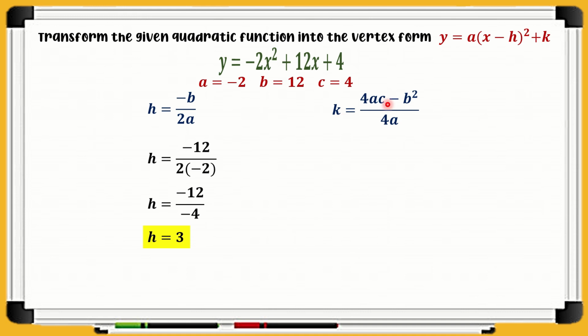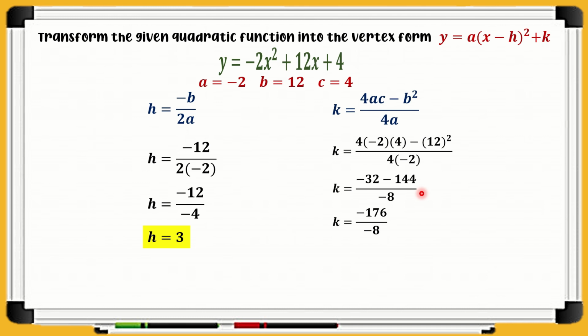How about our k? Substituting a, b, and c to our formula, we have 4 times negative 2 for a times positive 4 for c minus 12 squared all over 4 times negative 2. Simplifying this one, we have 4 times negative 2 times 4 minus 12 times 12 all over 4 times negative 2. So we have negative 32 minus 144 all over negative 8. Negative 32 minus 144 is negative 176. Divided by negative 8, it gives us positive 22.